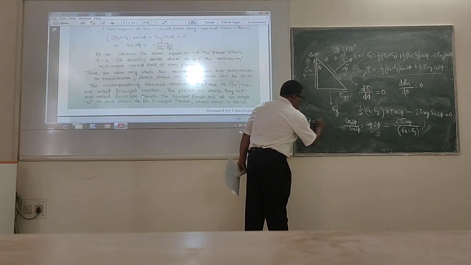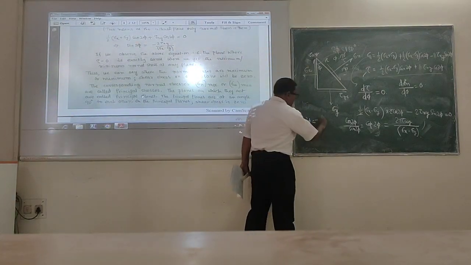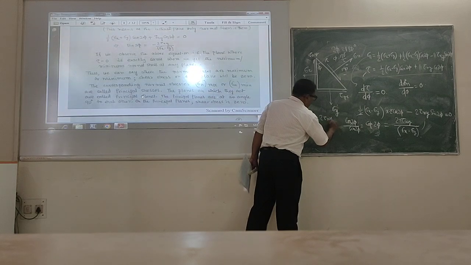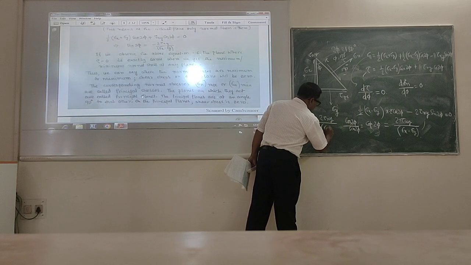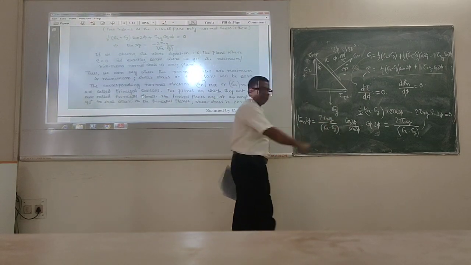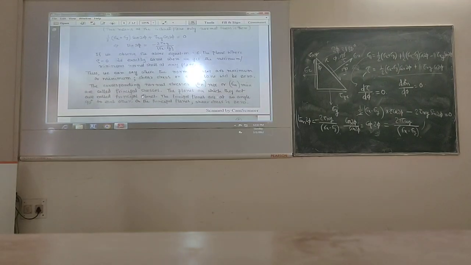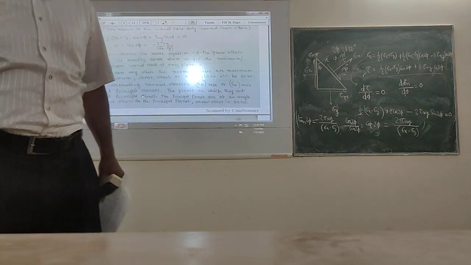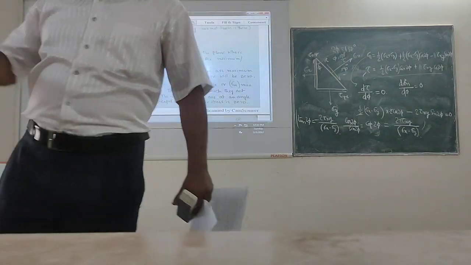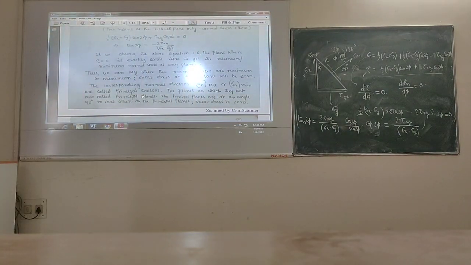We got a minus sign, right? We got a minus sign. Minus 2 tau xy by sigma x minus sigma y. Okay? Have you understood? Correct? So you see tan 2 phi, this one I am getting tan 2 phi, the other one I am getting cot 2 phi. So what is cot 2 phi? Cot 2 phi is nothing but 1 by tan 2 phi. Correct?